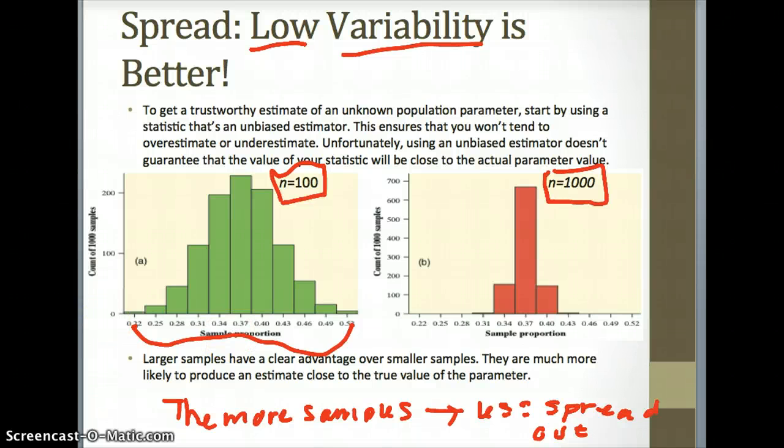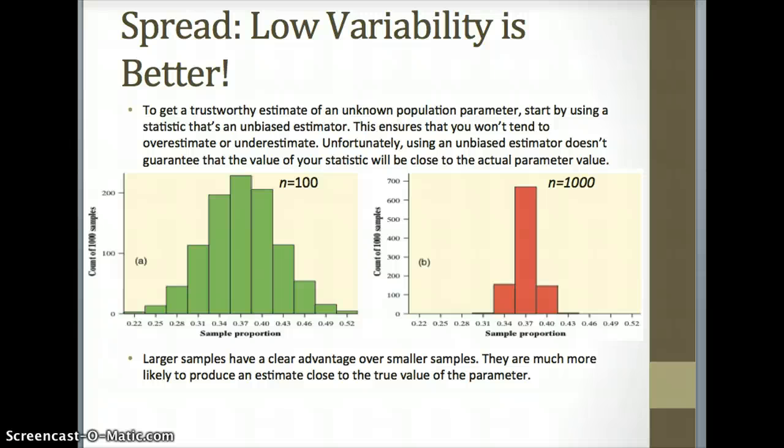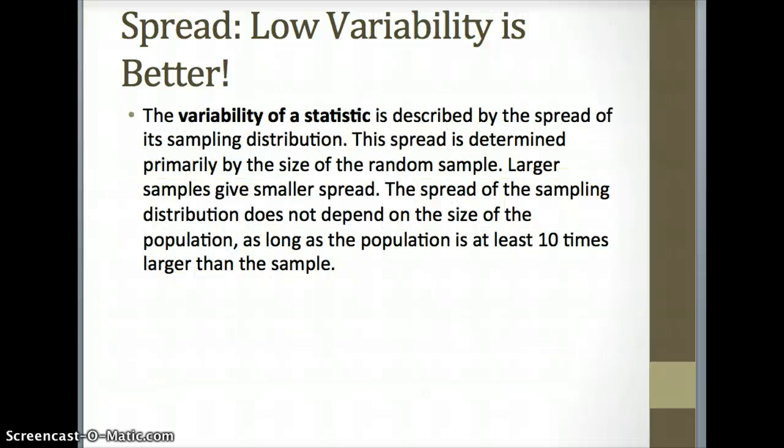So the variability of a statistic is described by the spread of its sampling distribution. This spread is determined primarily by the size of the random sample. Larger samples give smaller spread. The spread of the sampling distribution does not depend on the size of the population, as long as the population is at least 10 times larger than the sample. So that's just your 10% condition.